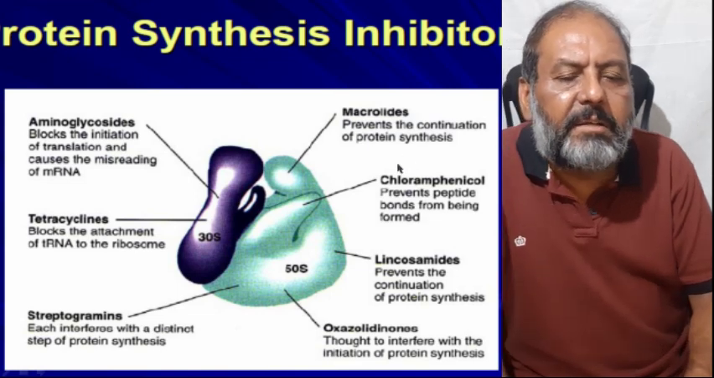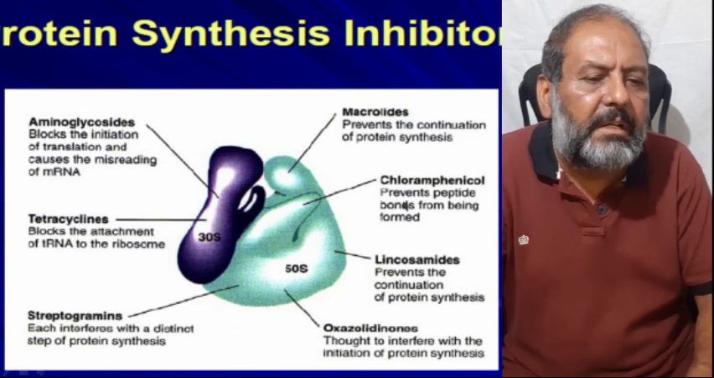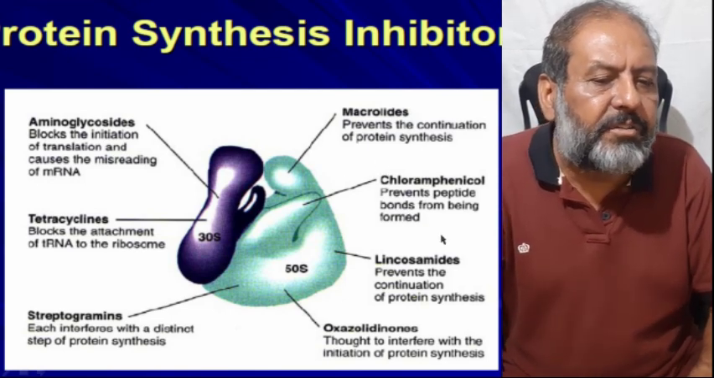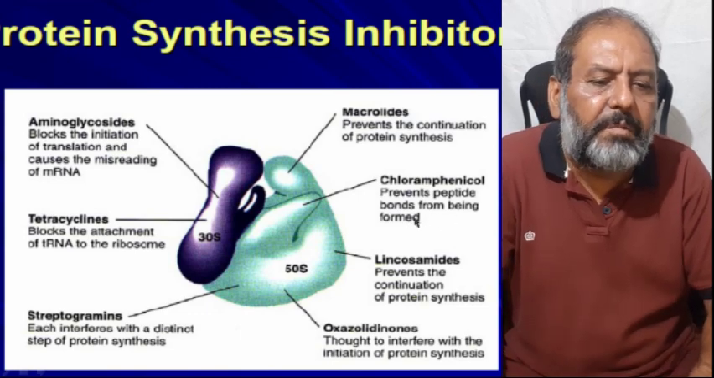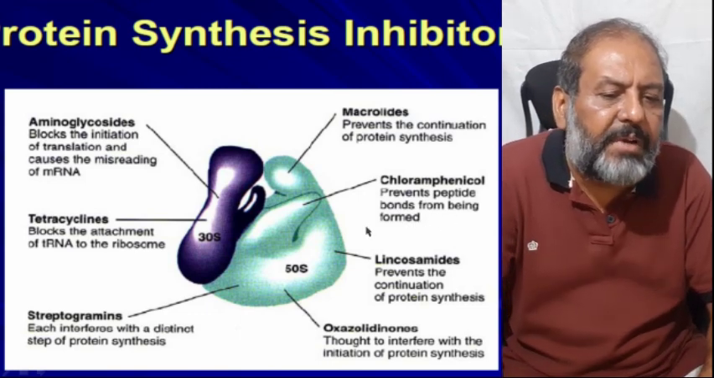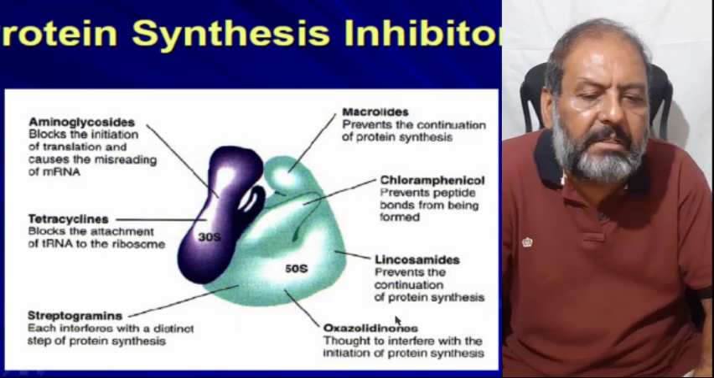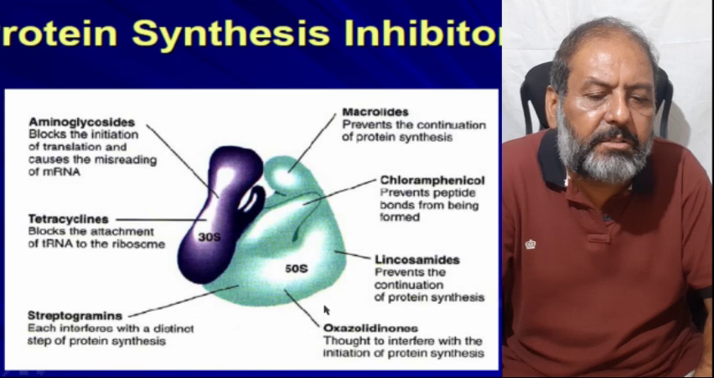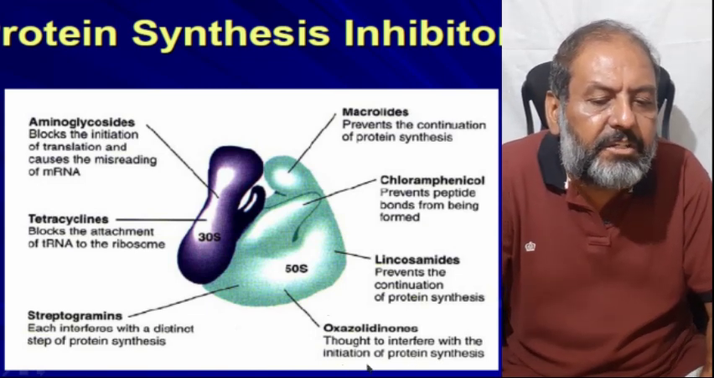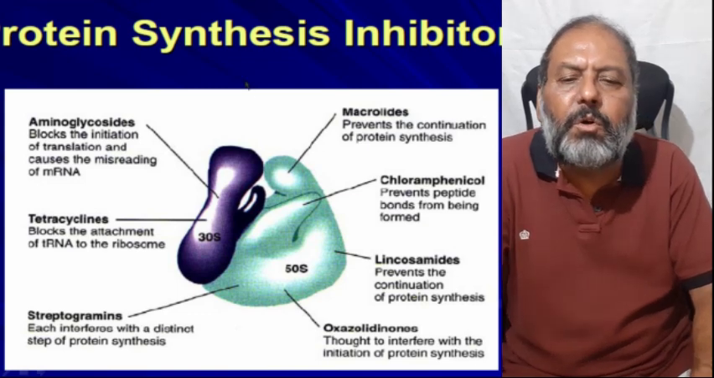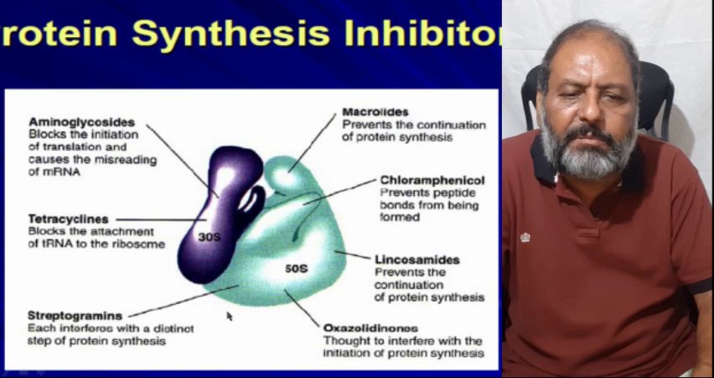Similarly, the macrolides prevent the continuation of the protein synthesis, and chloramphenicol prevents the peptide bonds from being formed, and lincosamides prevent the continuation of the protein synthesis, and the oxazolidinones are thought to interfere with the initiation of the protein synthesis. So those are the different protein synthesis inhibitor mechanisms of action.